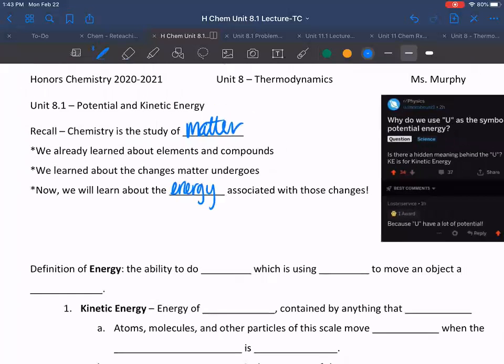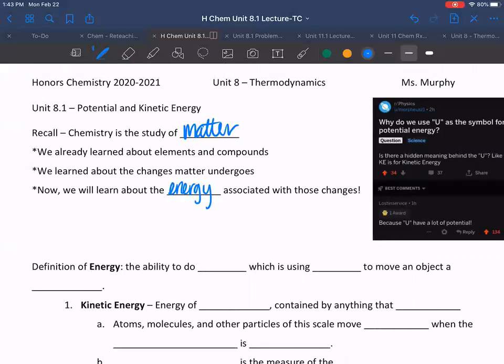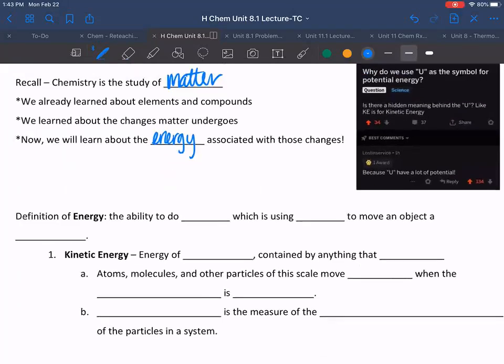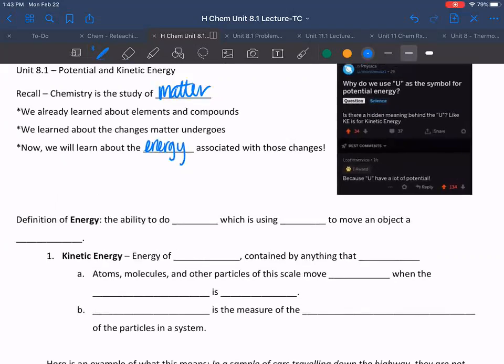associated with those changes. So let's recall the definition of energy. That is the ability to do work using force to move something a distance.